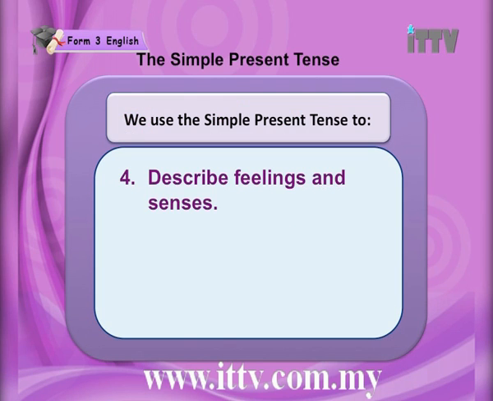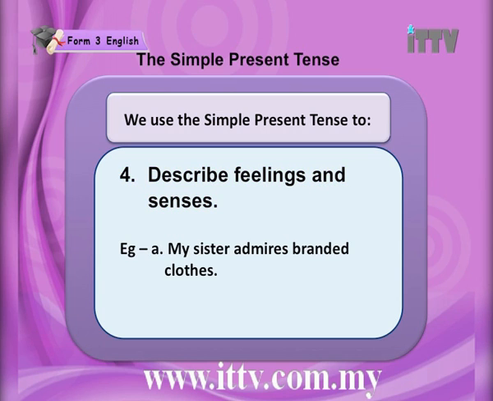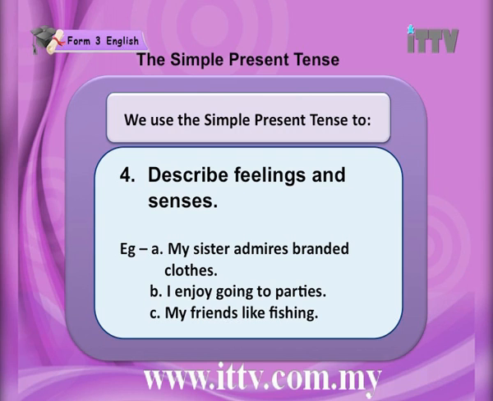We use a simple present tense to describe feelings and senses. Example, my sister admires branded clothes. B, I enjoy going to parties. C, my friends like fishing.